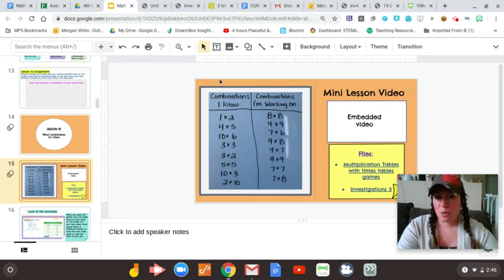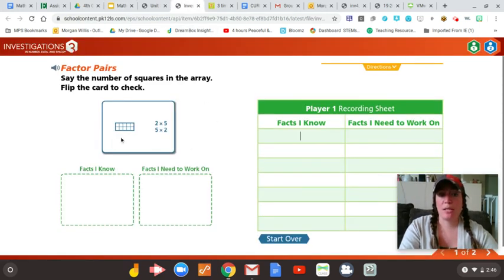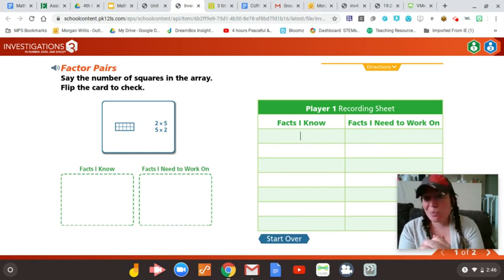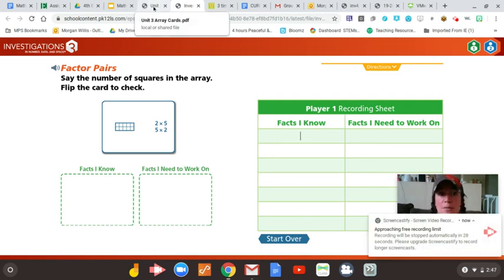The next one is actually the one that we're going to be using today. It's Investigations 3. When you click on that one, it will take you to our factor pairs here. Normally, if we were in class, you'd work with a partner when doing this. It makes it go by a little faster, but we're not in class. But if you want, you can have a parent or a sibling help you out. What you're going to be doing is going through these arrays just like how we normally would in class.